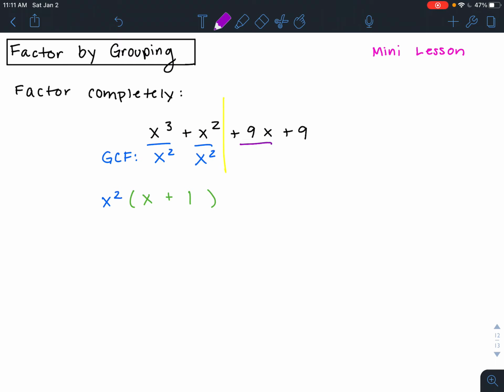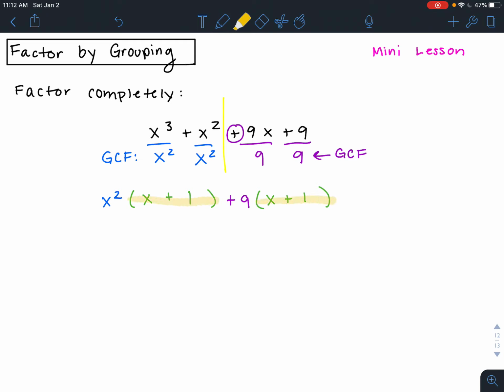In my second group, I have 9x plus 9, so they are both divisible by 9. I'm going to take out a positive 9 because this is positive. And then again, I'm going to write what's left over. If I take 9 away from 9x, I'm left with x, and 9 divided by 9 is 1.